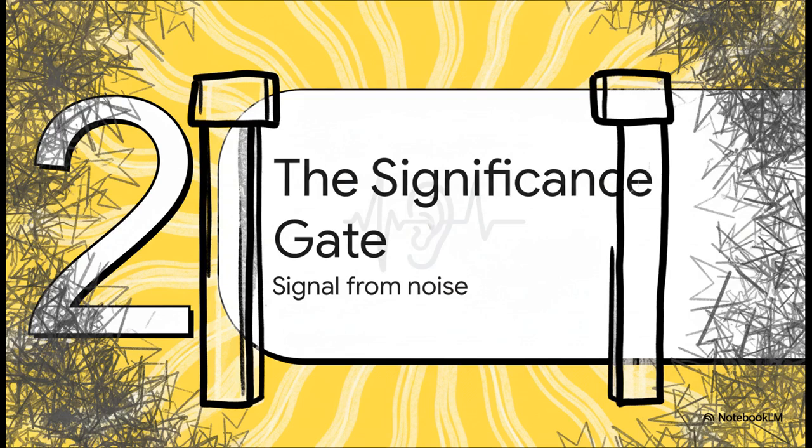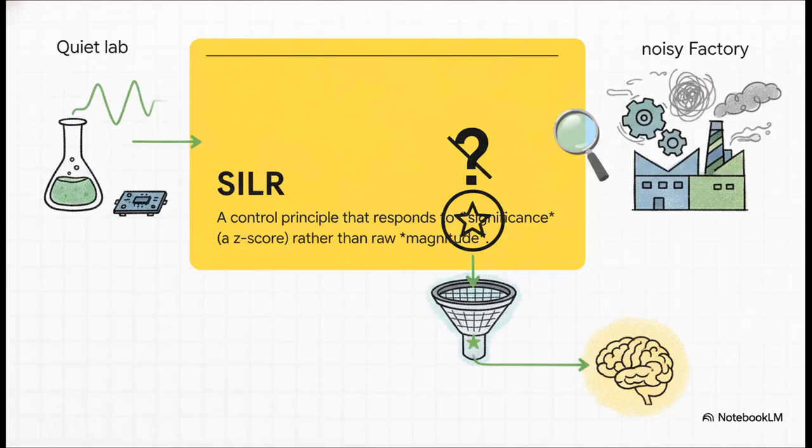Okay, but to find these incredibly subtle signals, you need a totally new kind of measuring device. And this leads us to the absolute core of this entire framework, something called the significance gate. It's all about learning how to hear a tiny whisper even when you're standing in the middle of a hurricane of noise. And that tool is called SILR. Yeah, I know, it stands for Scale Invariant Leakage Under Z-Score Gating. It's a mouthful, so let's just break it down.